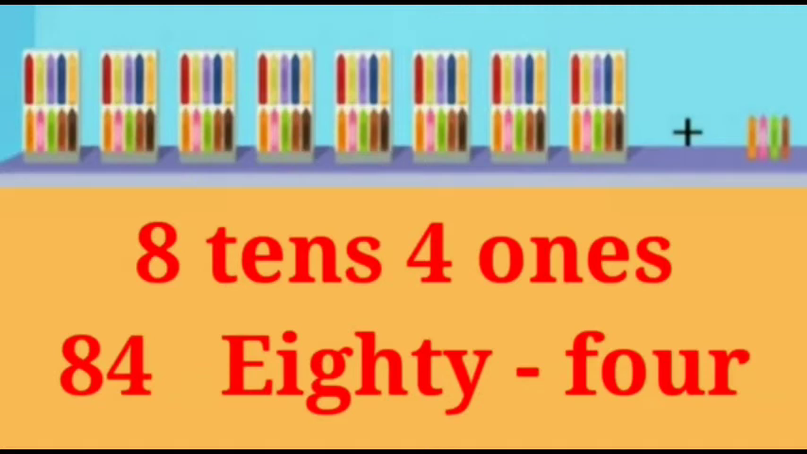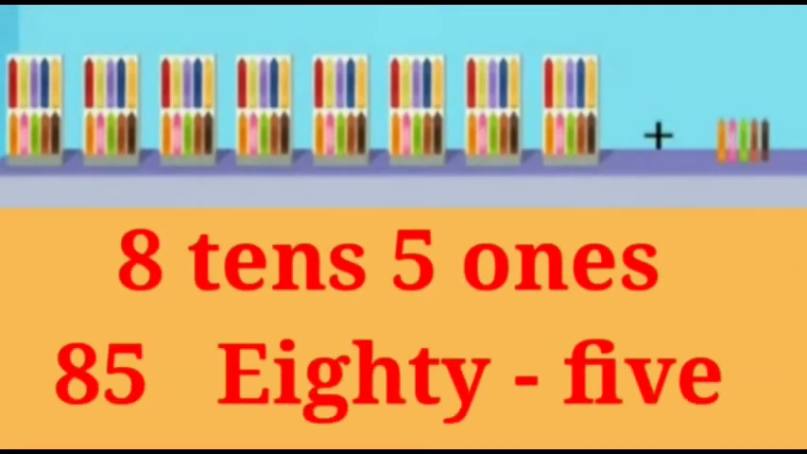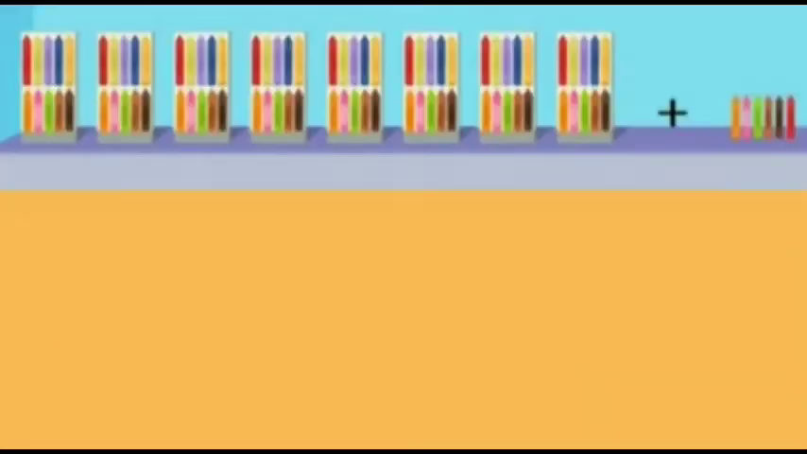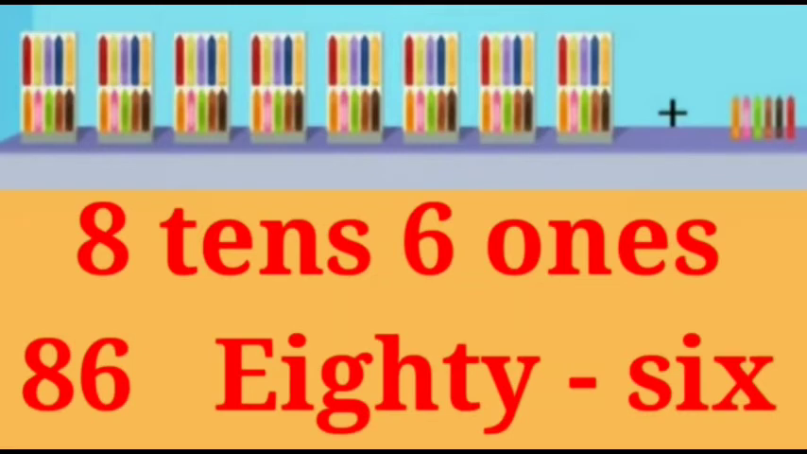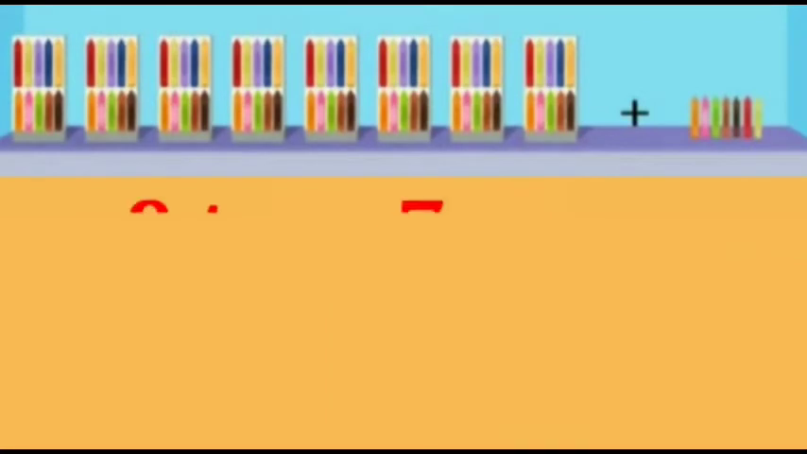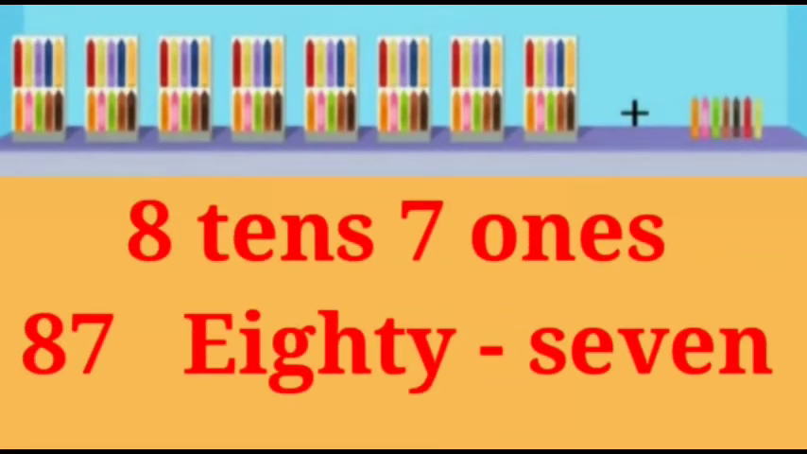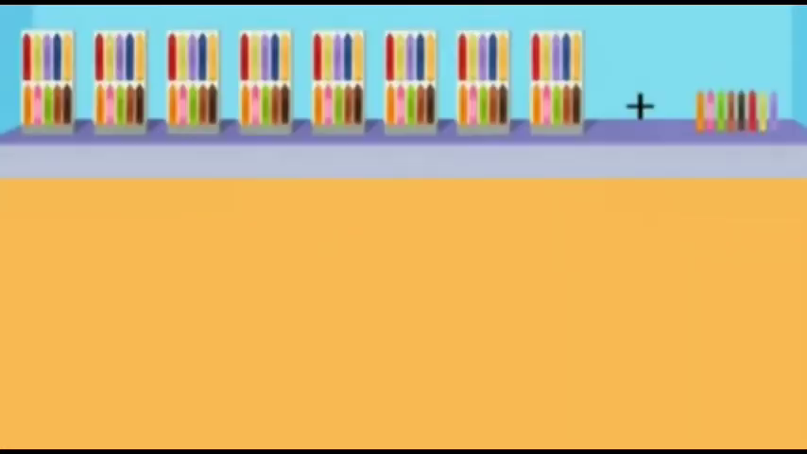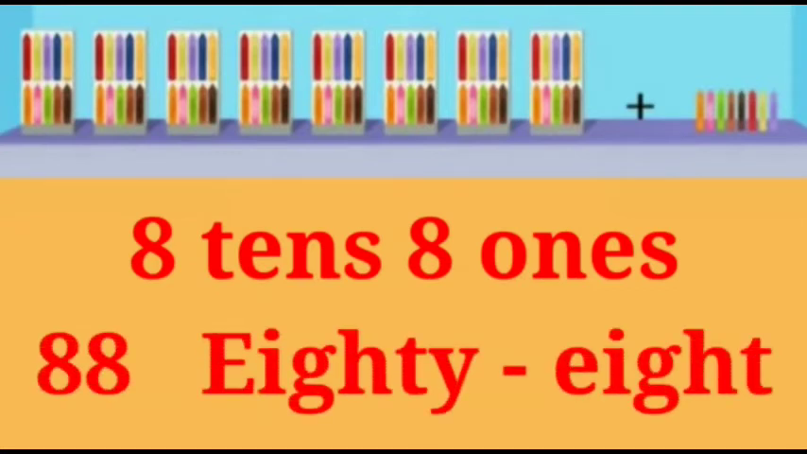EIGHTY, 80, FOUR, 4, 84. 8 tens, 5 ones, 85. EIGHTY, 80, FIVE, 5, 85. 8 tens, 6 ones, 86. EIGHTY, 80, SIX, 6, 86. 8 tens, 7 ones, 87. EIGHTY, 80, SEVEN, 7, 87. 8 tens, 8 ones, 88.